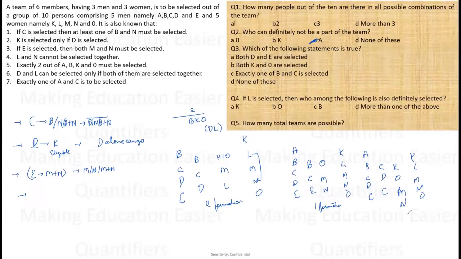D के साथ अभी तो L भी आएगा ही आएगा because D is there, L must be there. So this is nowhere getting me any possible combination. So this is also not possible. So this also goes out. So basically these are the required answers.